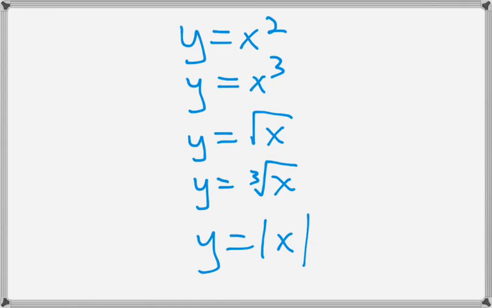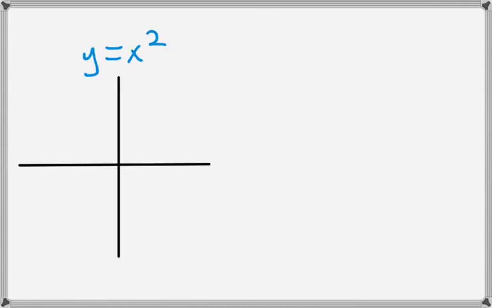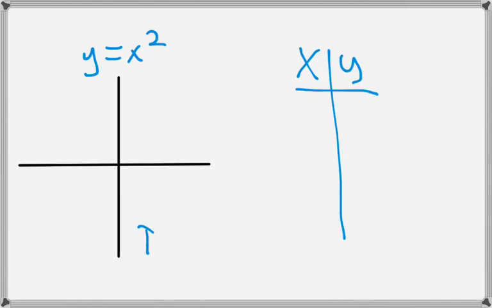We have x squared, x cubed, square root of x, cube root of x, and the absolute value of x. So let's just start by getting an idea of what each of these functions' graph is going to look like. And so one way we can do that is to just start plotting some points. Although before we do that, it might be helpful to think about what x values we are able to even substitute into the function. So in other words, what is the domain?